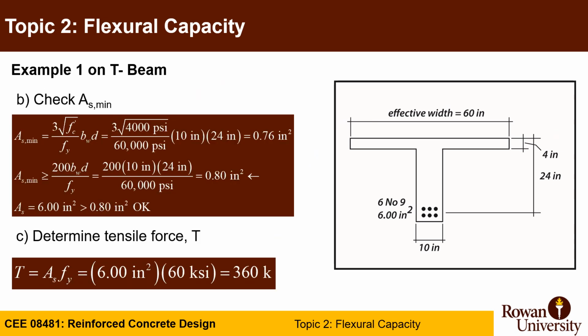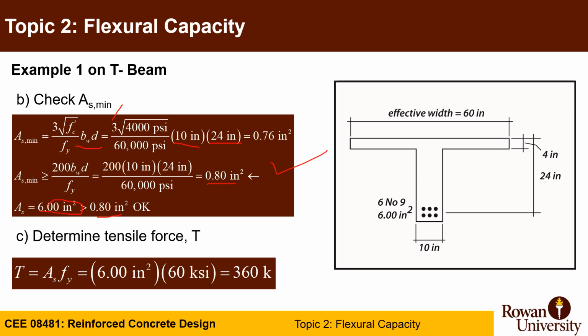So let's calculate AS minimum. You will have two equations. The first one is 3 square root of f'c divided by Fy times BWD: 3 square root of 4,000 psi divided by 60,000 psi times 10 times D, which is 24. It gives you 0.76 inch square. And also you have to check 200 BWD over Fy, which is 200 times 10 times 24 divided by 60,000, giving 0.8 inch square. 6 inch square is more than 0.8 inch square, so you are okay to proceed with the section.